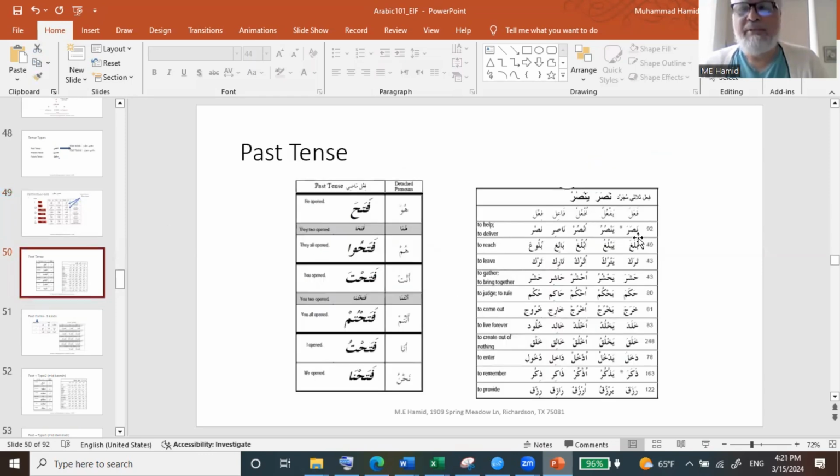If you know the meaning, nasara, balaga, taraka, hakama, kharaja, all these follow the same pattern. Razaka, to provide. He provided. Razaka, razaku, they provided. Razakta, you provided. Razaktu, I provided. Razakna, we provided. So that's how it works. Zakara, he remembered. Zakaru, they all remembered. Zakarat, she remembered. The rule is the same. So it's very simple. But I'll do a little bit more detail on the past tense.